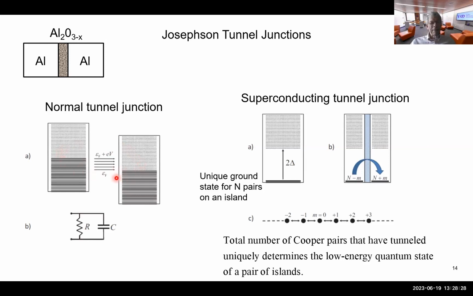So that will not make a qubit. It makes a capacitor in parallel with a resistor. That's not what we want. But in the superconducting state, it becomes a non-dissipative process. So how do we think about that?